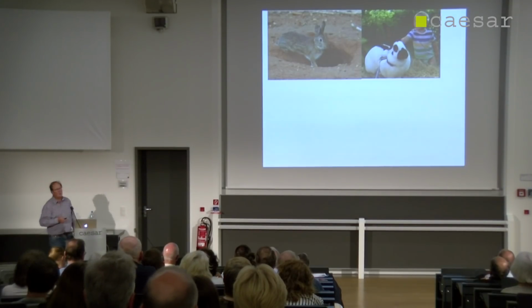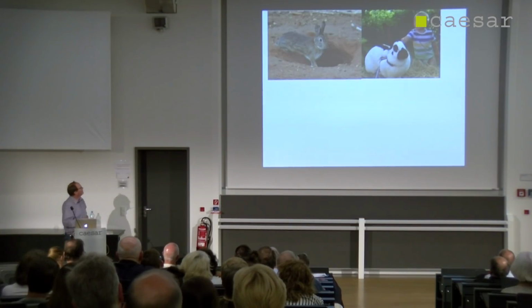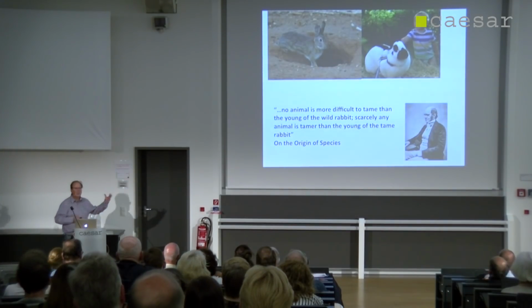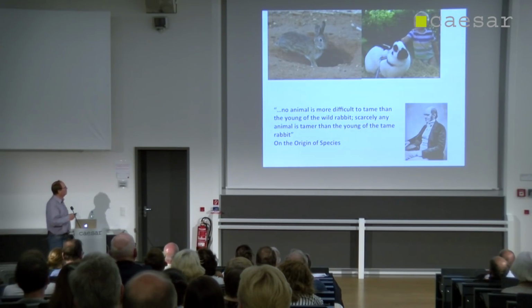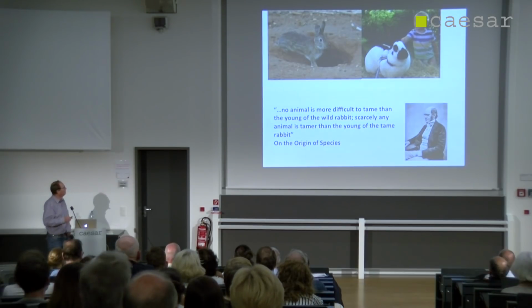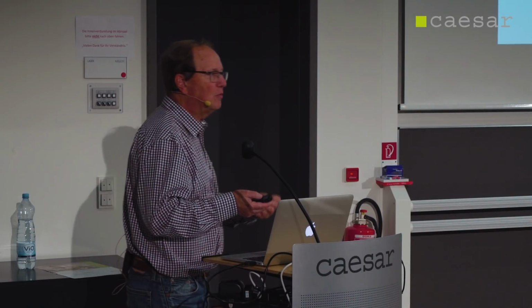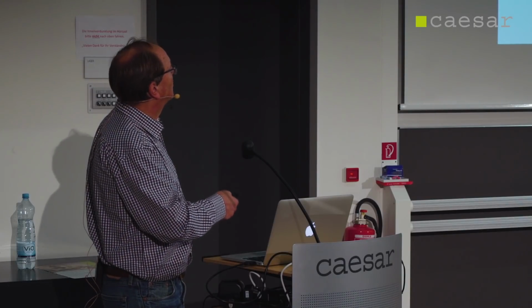So just first to show you this really striking difference between the wild rabbit and the domestic rabbit. You have the wild rabbit, which has a very strong flight response. And now we could go back to Charles Darwin again. In the Origin of Species, Charles Darwin writes, "No animal is more difficult to tame than the young of the wild rabbit. Scarcely any animal is tamer than the young of the tame rabbit." It's very difficult to keep wild rabbits in captivity because they become so stressed, they kill themselves by trying to escape. Whereas the domestic rabbits, you see, you could have it.